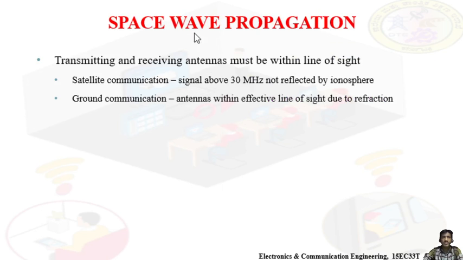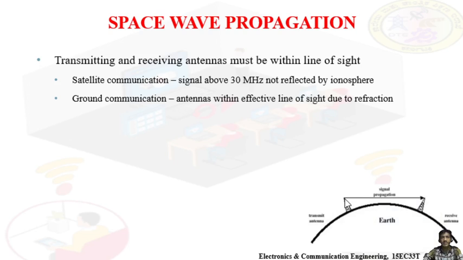The next is space wave propagation. In space wave propagation, the transmitting and receiving antenna must be within line of sight. The line of sight is nothing but, you can see, the transmitting antenna and the receiving antenna. The two antennas must be in a straight line. It should be line of sight, meaning the transmitting antenna must see the receiving antenna correctly.